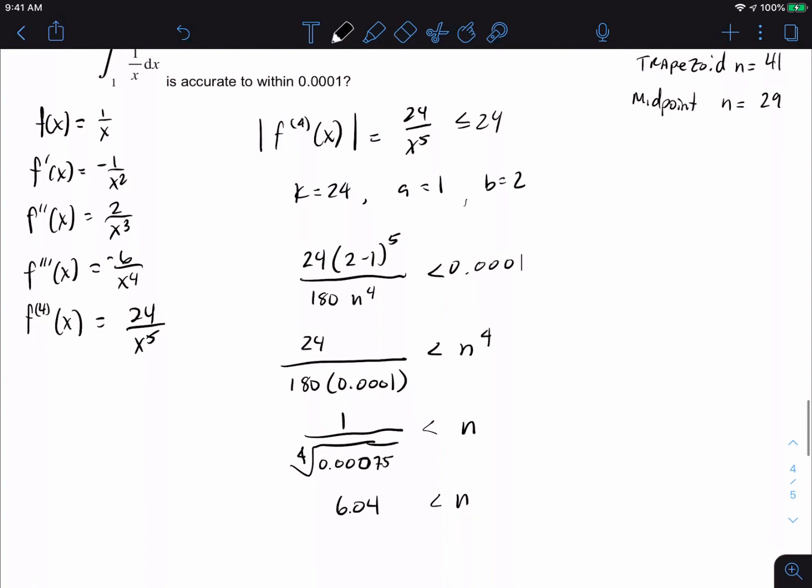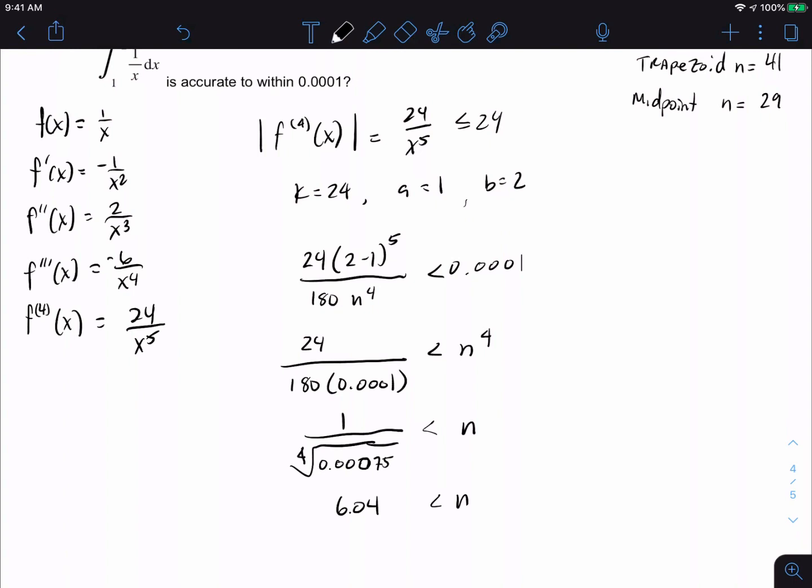Right? So if it's 6.04, what should my n be? I think 6. I would think it has to be higher. Someone said 7. Someone said 6. Remember, I said if it's bigger than the number at all, we have to go up. Correct? So 7. Correct, 7 then.